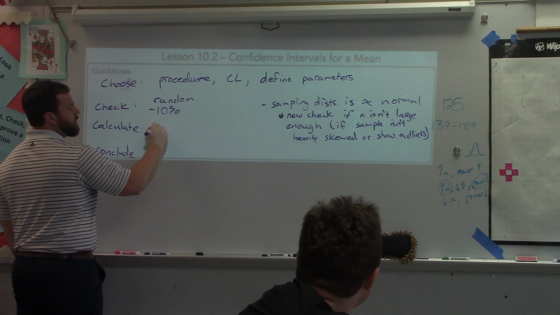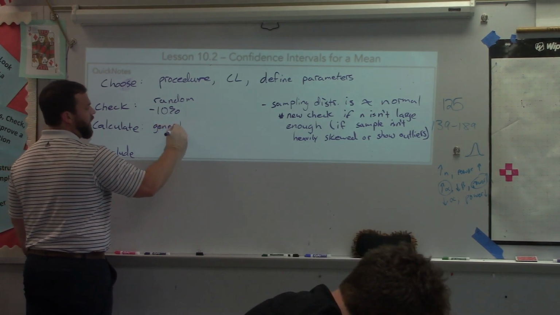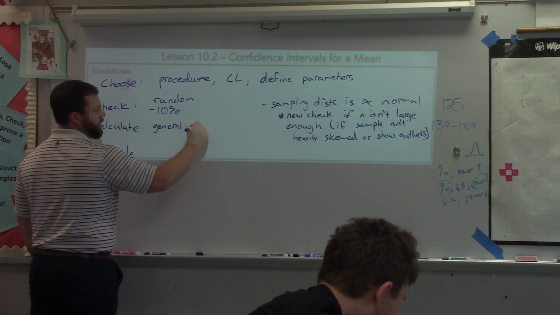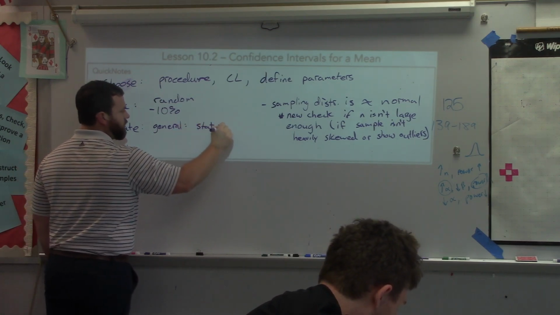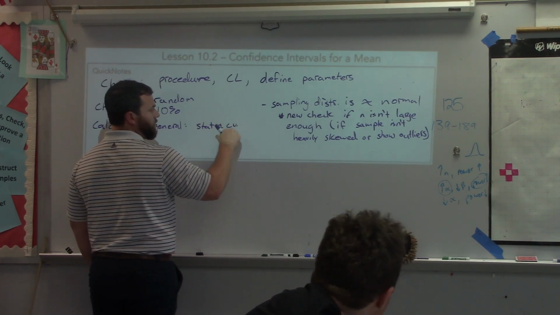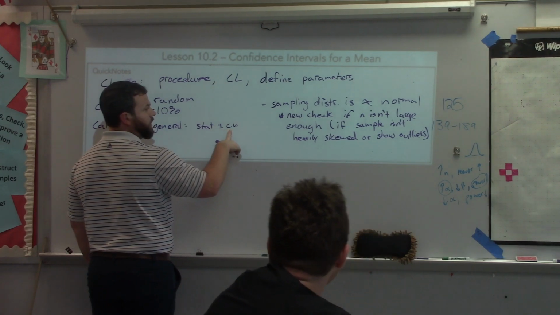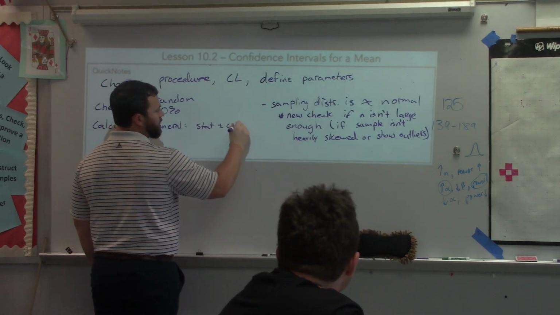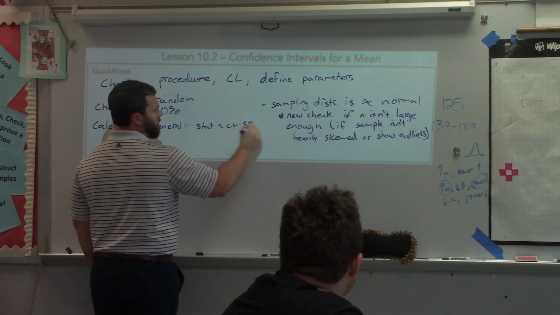Alright, calculate. Hey guys, right here. General form. What's the general form for every interval? Statistic, plus or minus, critical value times the standard error. See, this is why we use critical values. It's not just z, it could also be t, when we're talking about means.